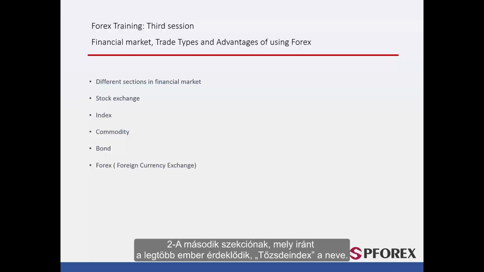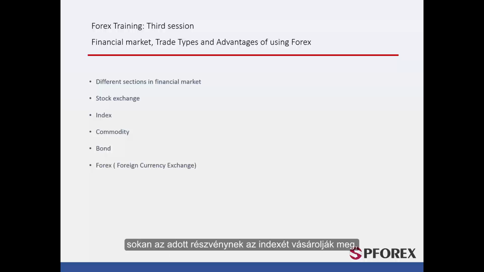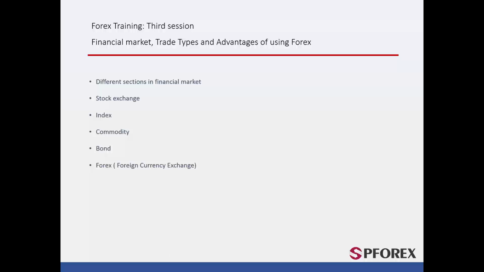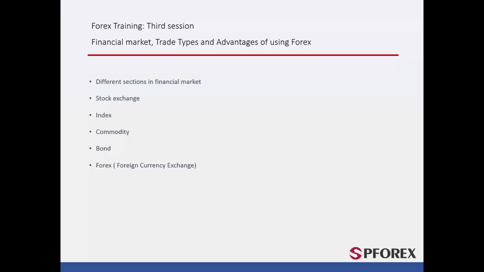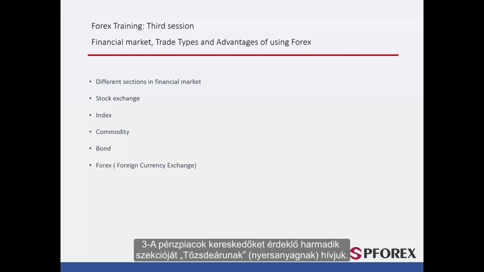The second section, which most people show interest in, is called an index. This is where, instead of buying a single share of a company, many people intend to buy an index of that share. These can be traded internationally. In America, these are known as S&P 500 or the Standard & Poor's 500, and in Germany they are known as DAX, Deutscher Aktienindex.